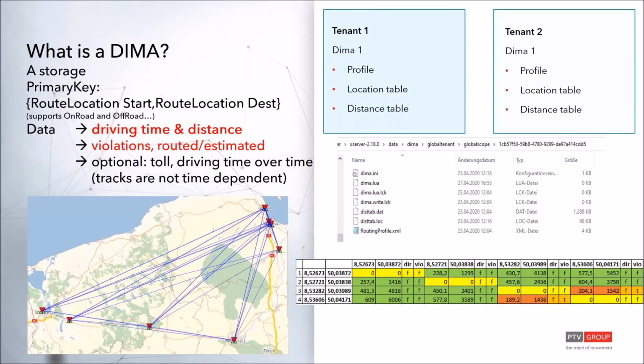The primary key is the coordinates of the involved relations. So if you provide, let's say, for example, 1,000 coordinates, but only 700 of them are really distinct values, that means the size of the distance matrix is just 700 squared, for example.